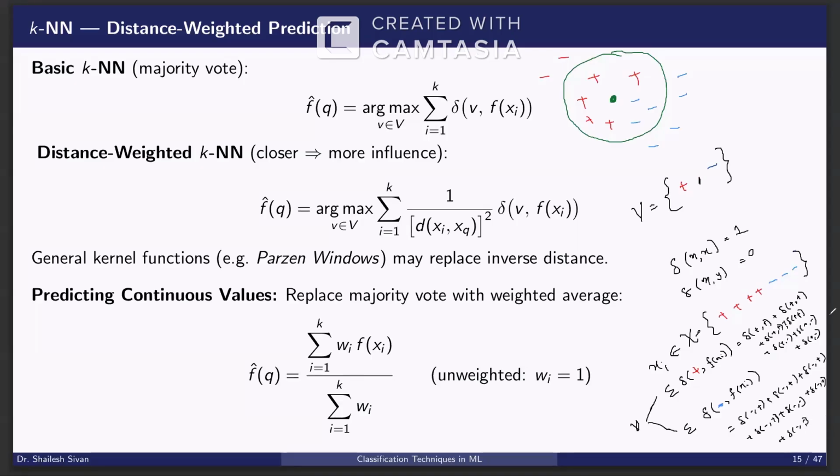Okay. So what is the sum of this? 4. And what is the sum of this? 3. Right? So which one is actually giving the more value? Is it plus or minus? Plus. So the label of the query is what? Plus. Is it clear?